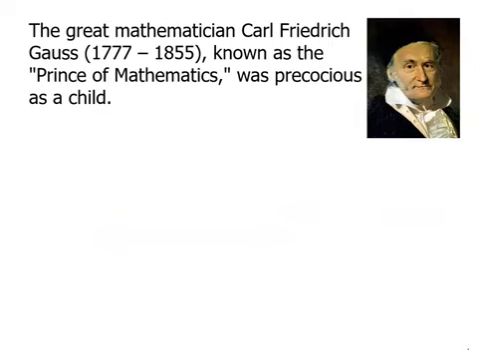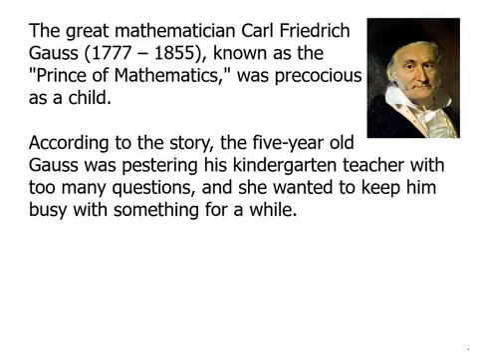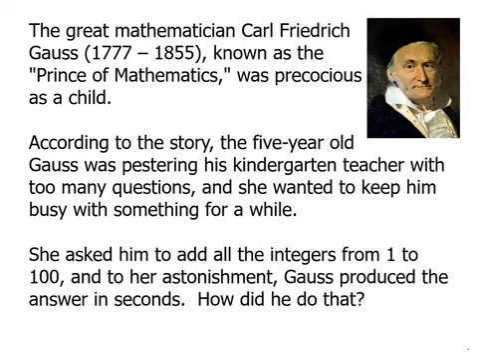of question. The great mathematician Carl Friedrich Gauss was known as the Prince of Mathematics, and he was precocious as a child. According to the story, the 5-year-old Gauss was pestering his kindergarten teacher with too many questions, and she wanted to keep him busy for a while, to shut him up with some kind of hard question. She asked him to add all the integers from 1 to 100, and to her astonishment, Gauss produced the answer in seconds.